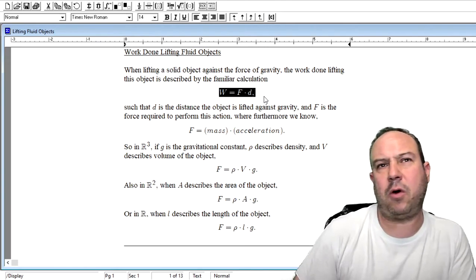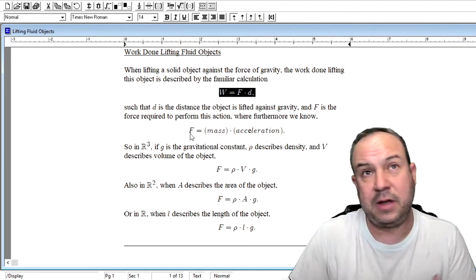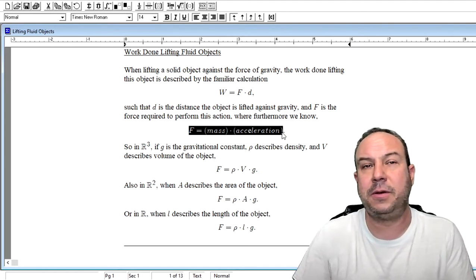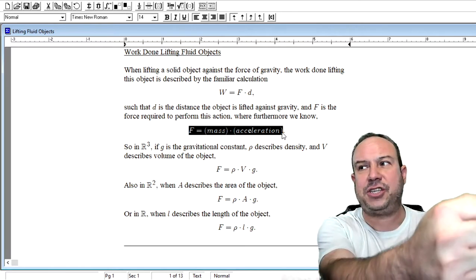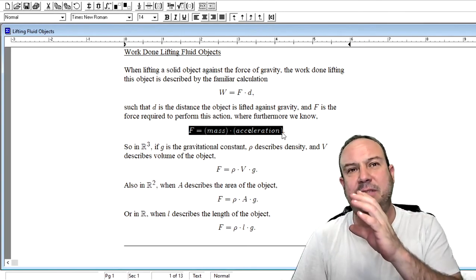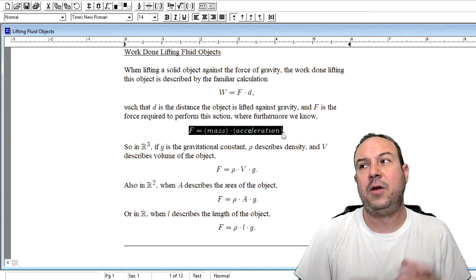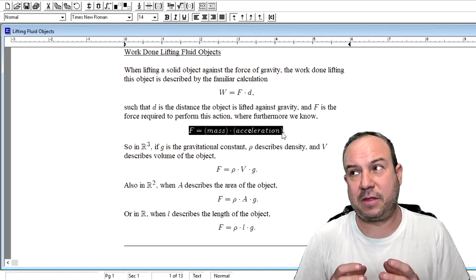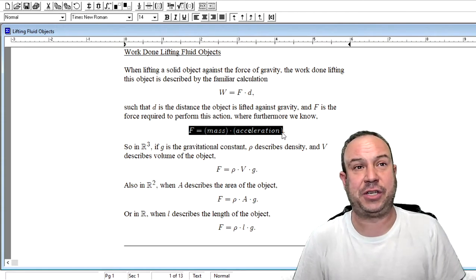When we're lifting objects against gravity, first of all, force is always just mass times acceleration. If we know the mass of the object and we know the acceleration of the object, that mass times the acceleration is going to produce a force. We can measure the force for that mass moving at a certain acceleration.